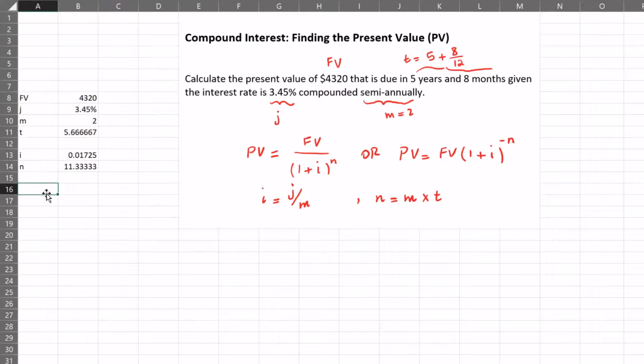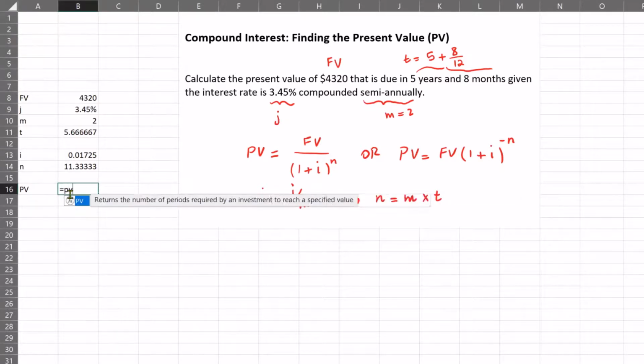Finally, in order to calculate present value, again, the present value function is a built-in function in Excel. Every time you want to use a built-in function, you're going to use the equal sign. Equal, and then you type in PV. And that's the function we're going to be using. Click on this, and we need to input rate, N, PMT, FV, and type. I'm going to explain what these are. So rate is the periodic interest rate, not J. So it'd be this one here.